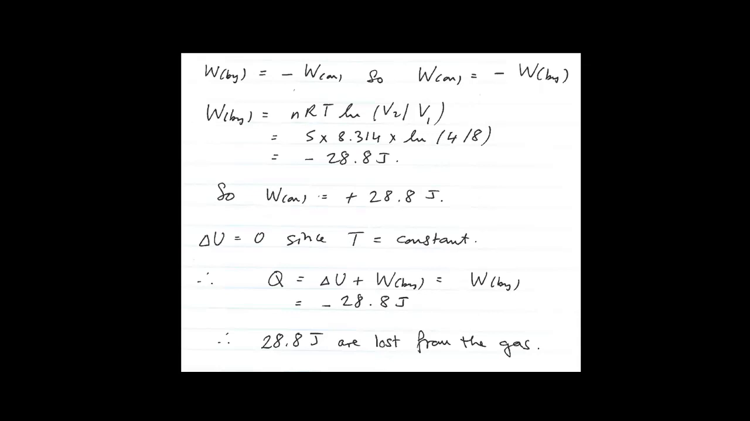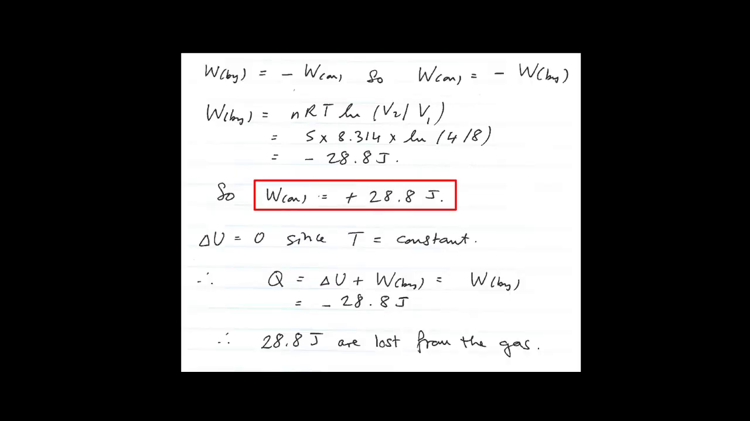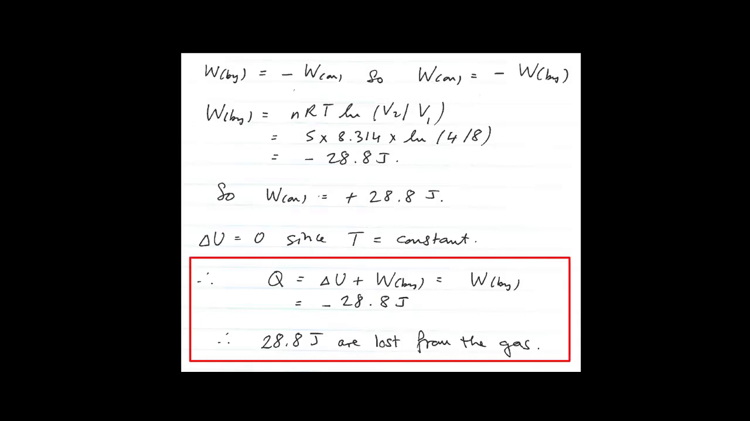We know that the work done by the gas is equal to minus the work done on the gas, and the work done by the gas is equal to nRT log (V2 over V1), which is equal to minus 28.8 joules. Therefore, the work done on the gas is plus 28.8 joules. Delta U is 0 since T is constant. Therefore, Q equals delta U plus W by, which is equal to minus 28.8 joules. So 28.8 joules are lost from the gas.